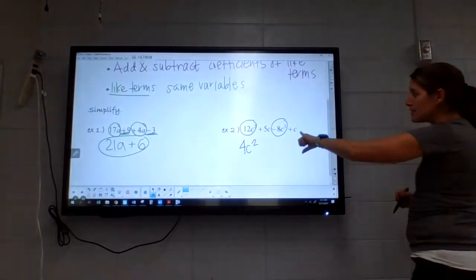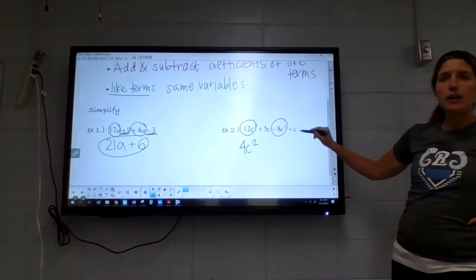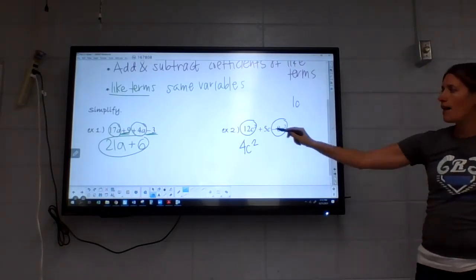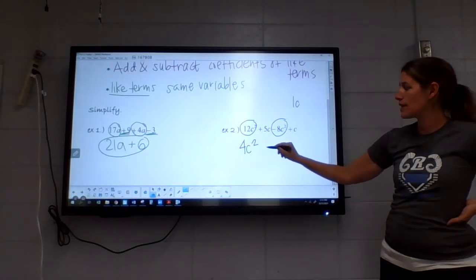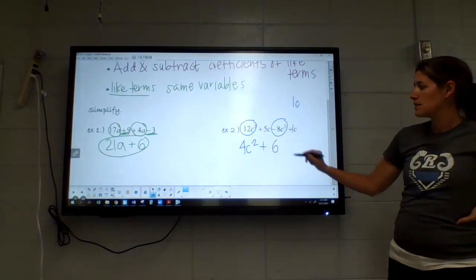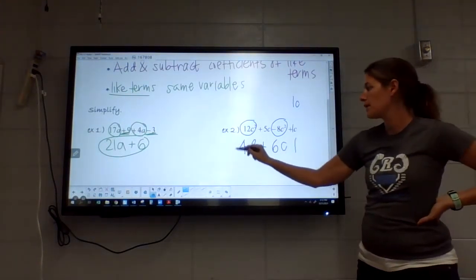And then I have 5c, and then how many c's here? 1. Right, so if you see a variable without a coefficient, it's really like a 1. So this is 5c and 1c, so that's going to be 5 plus 1, which is 6c. And then those aren't like terms, so we just stop there.